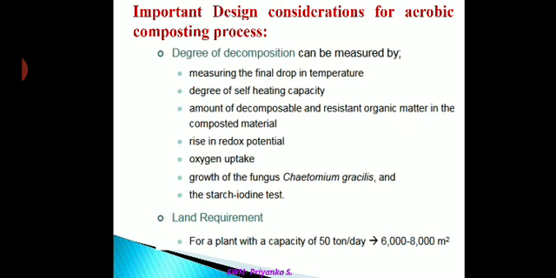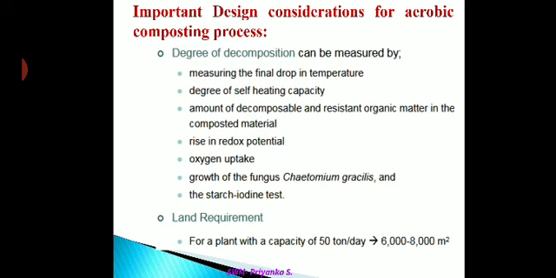Then next is the degree of decomposition. This can be measured by measuring the final drop in temperature, then the degree of self-heating capacity, then the amount of decomposable and resistant organic matter in the composted material, then rise in redox potential, oxygen uptake, growth of the fungus Chaetomium gracile, and the starch iodine test. So these are the different ways by which you can measure the degree of decomposition.